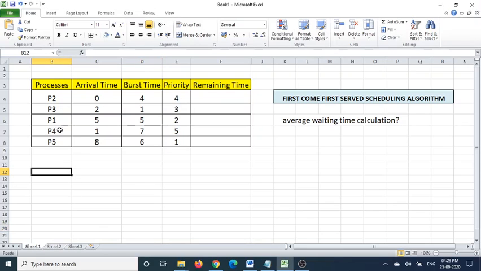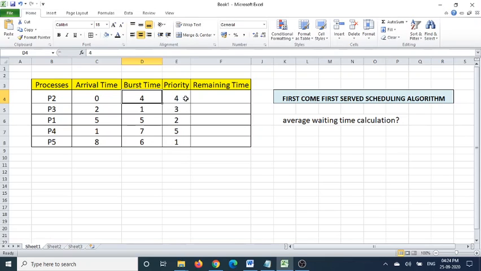So I have given these processes here. There are totally 5 processes, P1 to P5, and the arrival times are 0, 2, 5, 1, 8. These represent the time at which the process comes into the ready queue, and the burst times are 4, 1, 5, 7, 6, corresponding to the processes. Burst time refers to the time the process needs the CPU. How long the CPU is needed by the process is called burst time.